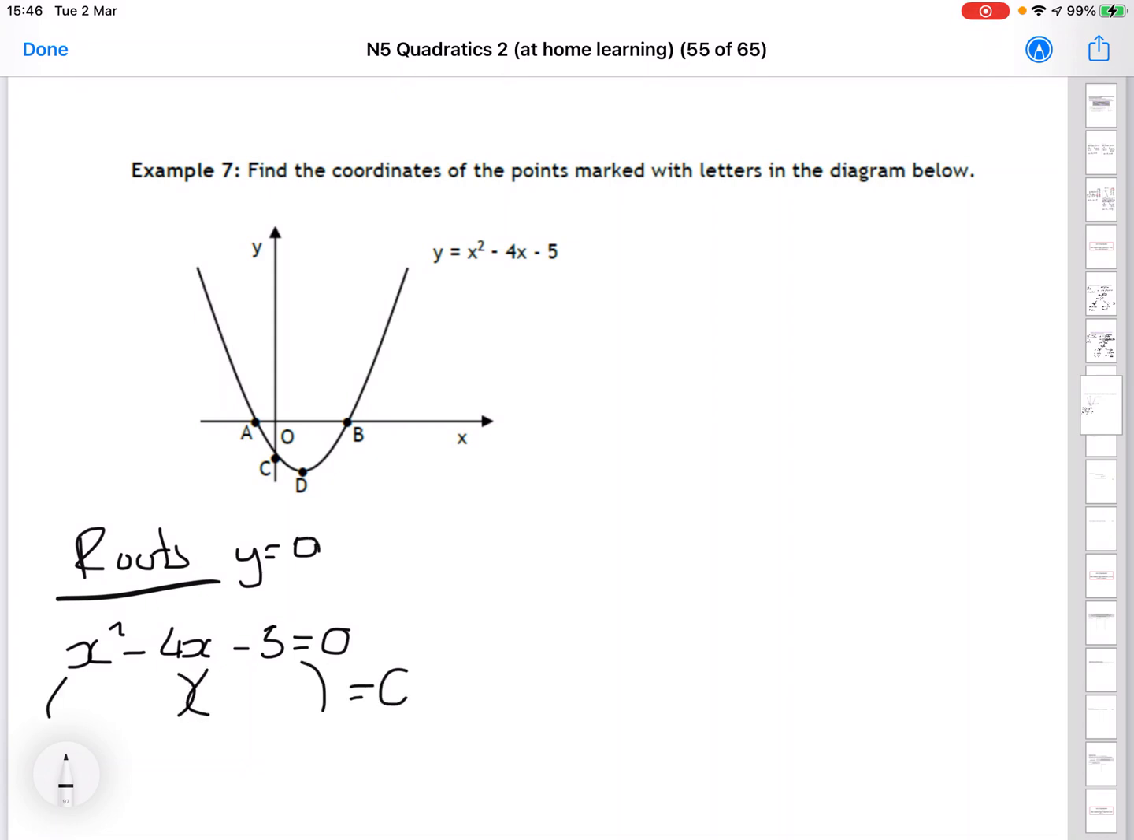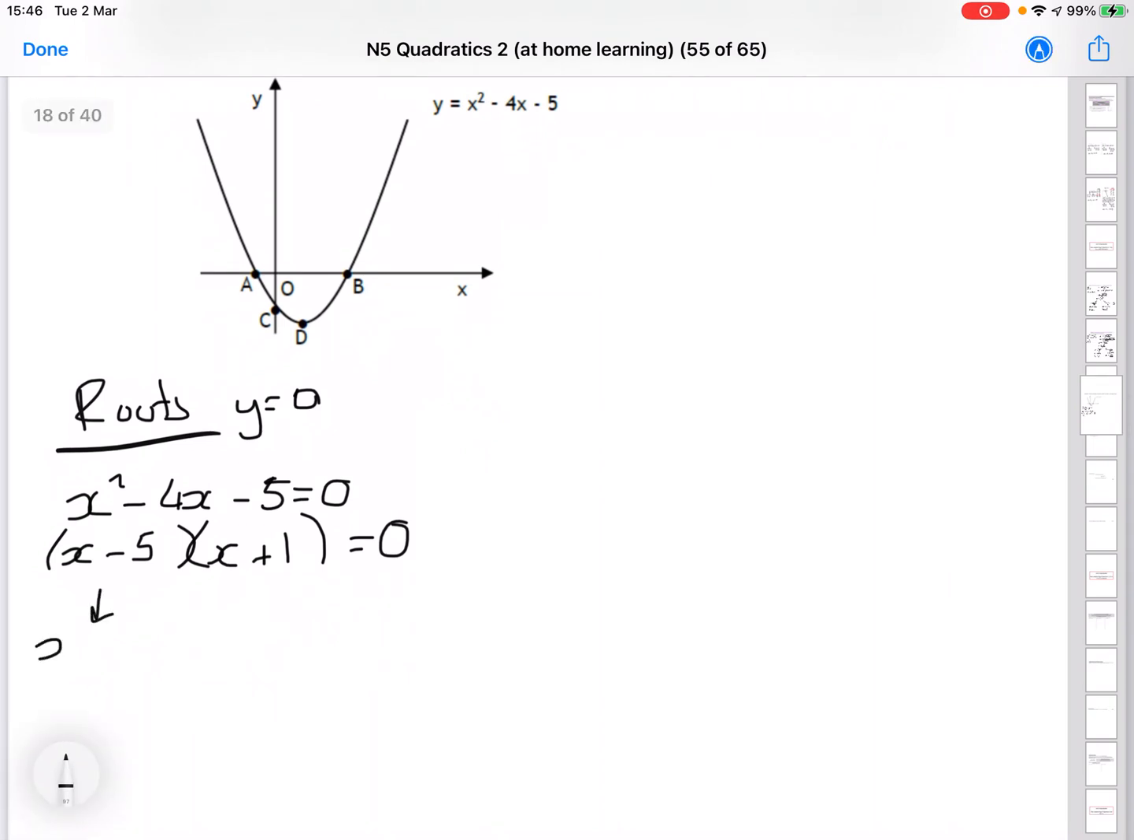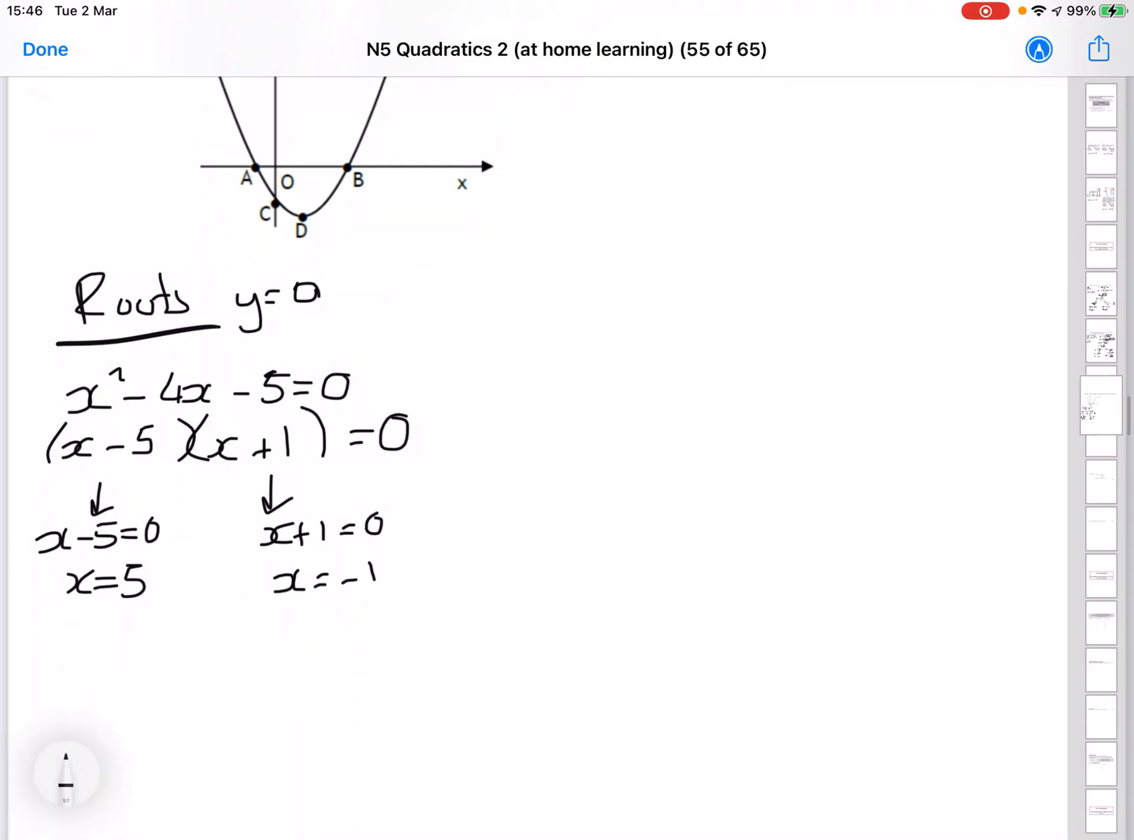Factorise this. So double brackets. So for 5, it has to be a 5 and a 1. And then to get minus 4 in the middle, it's going to be minus 5 and plus 1. So when we solve each of these, x minus 5 equals 0, so x is 5. And then x plus 1 equals 0, so x is minus 1. So in terms of the two coordinates A and B, we can decide which one is which. So A is obviously into the negative quadrant, so that must be the minus 1, 0. And B is then obviously your 5, 0.